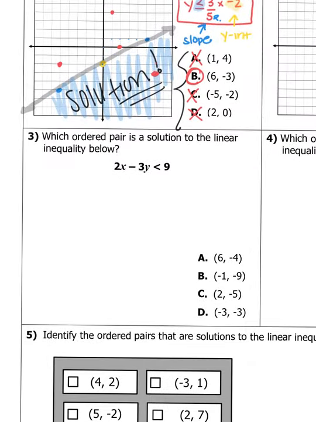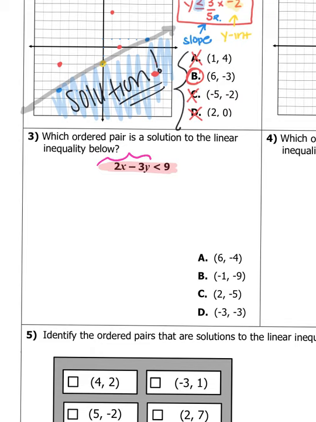All right, for number 3, it says, which ordered pair is the solution to this linear inequality? Since there isn't a graph there, we can simply do some guessing and checking. We could always graph it, but we could also just plug in and check to see which one makes this inequality true. So what that means is, when I put something in this left side for x or y, is the number I get when I actually do 2 times x minus 3 times y really less than 9?